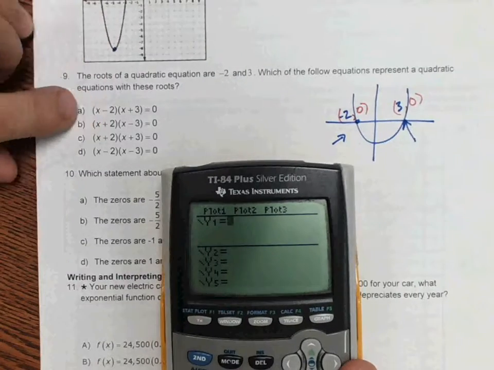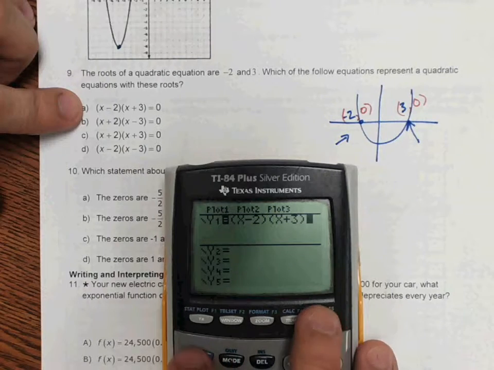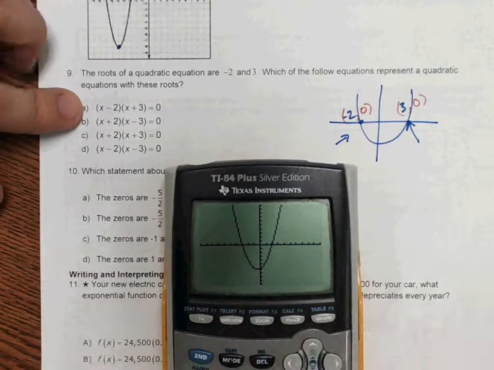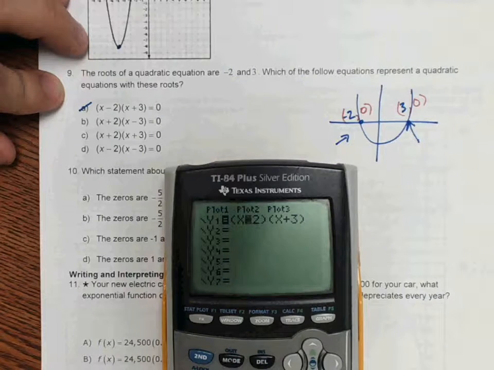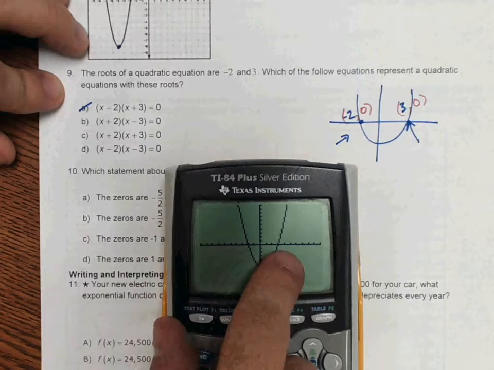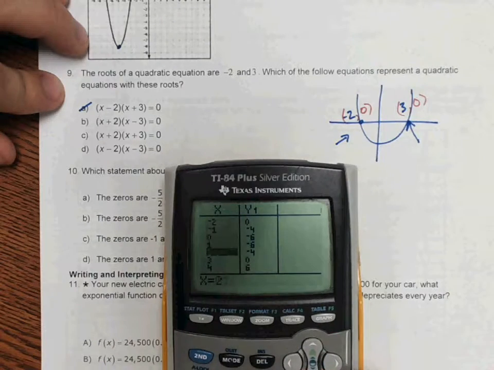Now what we're going to do is plug each of these in, since they're already equal to 0, to check our answer. X minus 2 times x plus 3. Look at it. Okay, this crosses at -3 and +2. That one's out. Let's go here. I'll change this to a plus. Change this to a minus. Look at our graph. Okay, that crosses at -2 and +3. Let's check to be sure. -2, 0. +3, 0. This is my answer.